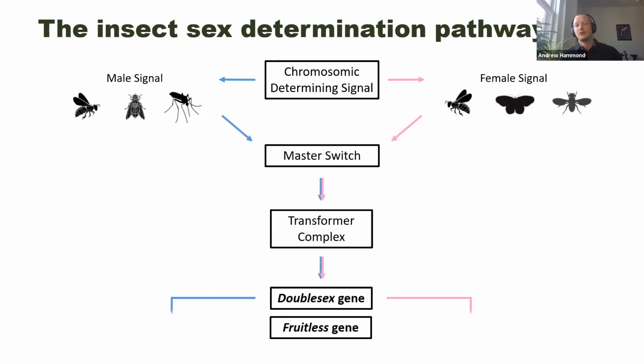But this initial signal activates a master switch, which activates something called the transformer complex, which then activates these two genes called doublesex and fruitless. And these two genes are present in every single insect species you can look at. But the master switch and the original signal that tells you whether you're going to become a male or female can be very, very different between different populations of insects. And this doublesex gene is actually conserved in all insects.